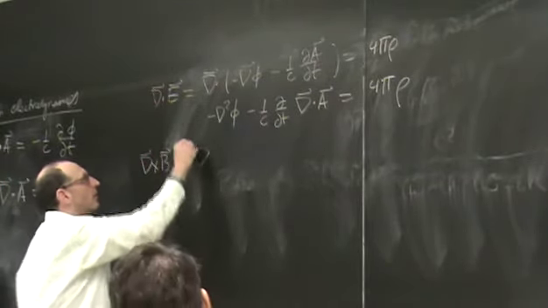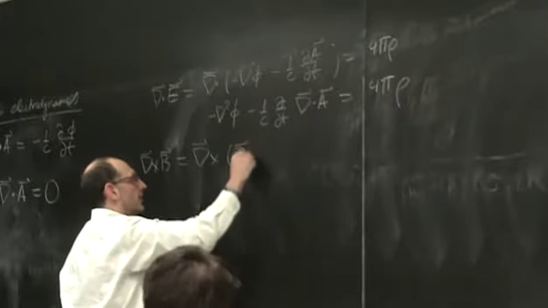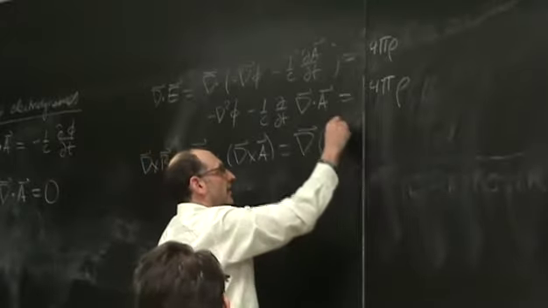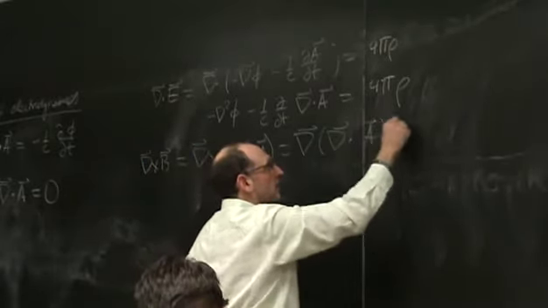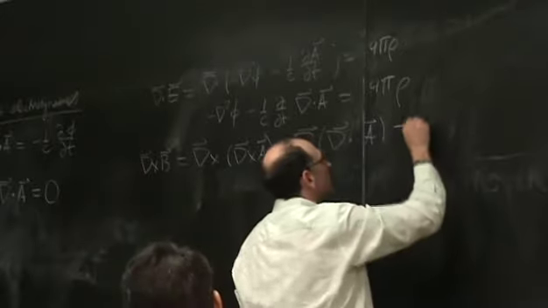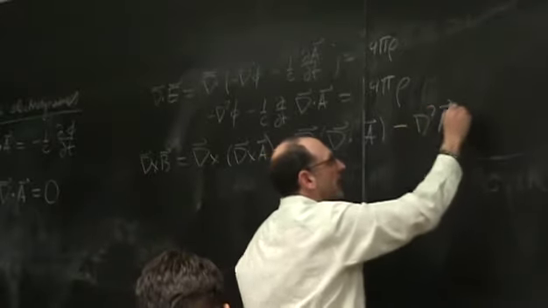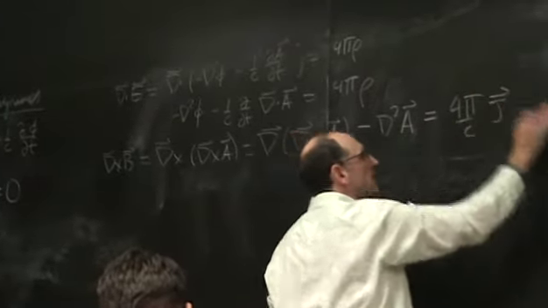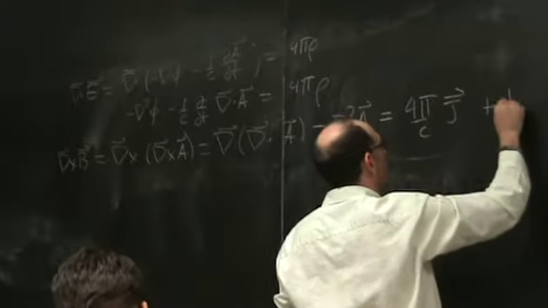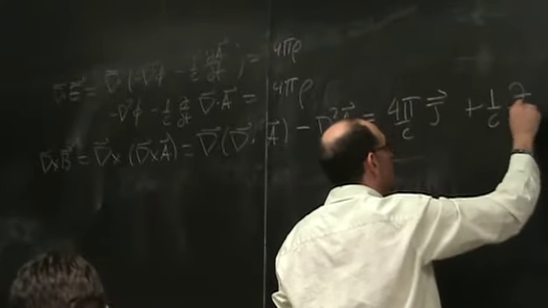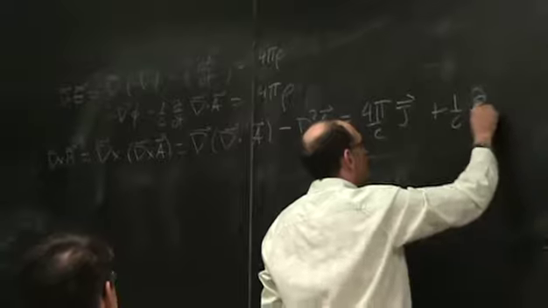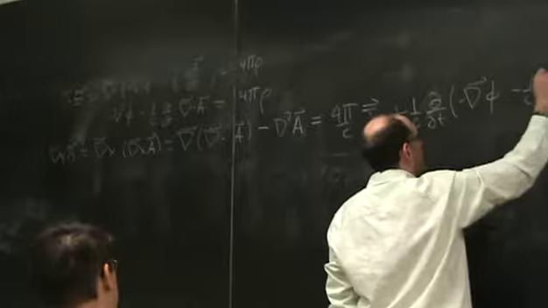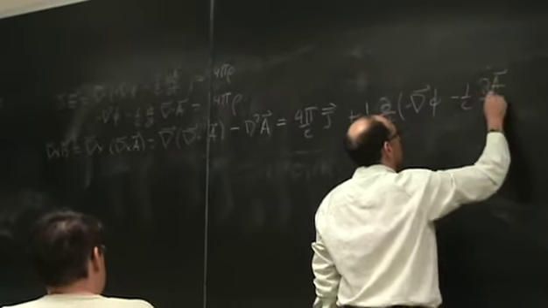And del cross B is equal to del cross del cross A, which everyone knows is the gradient of the divergence of A minus the Laplacian of A, and that equals 4 pi over c j plus 1 over c d/dt of E, which is minus the gradient of phi minus 1 over c dA/dt.